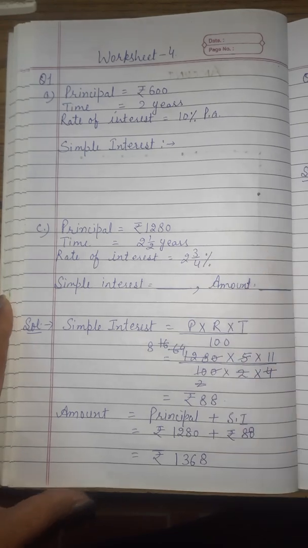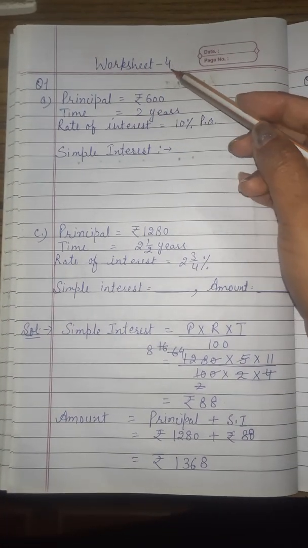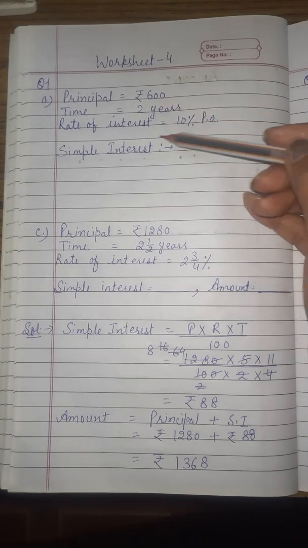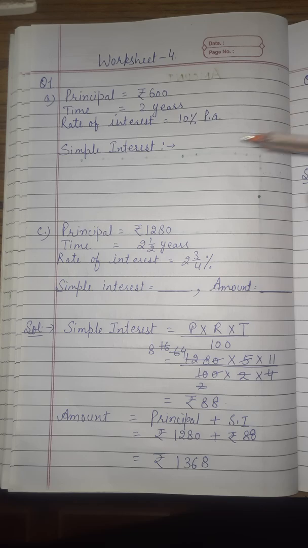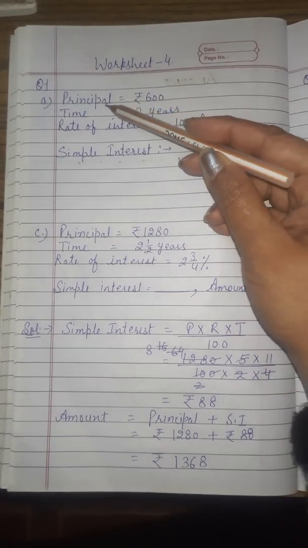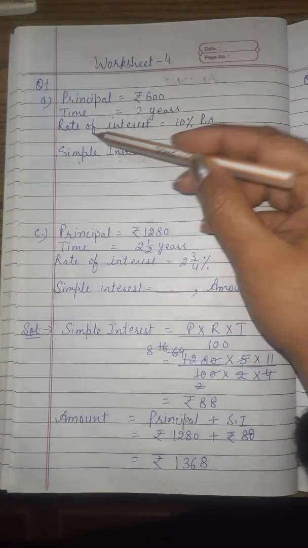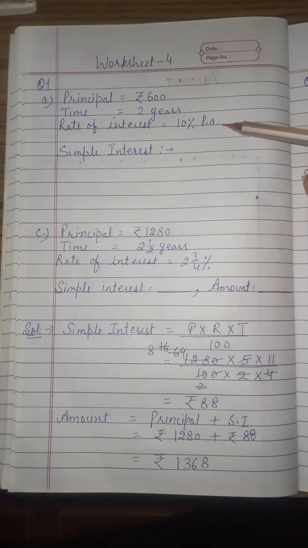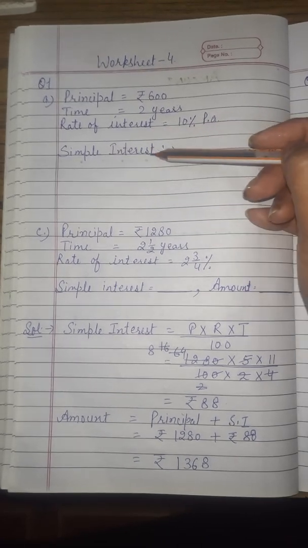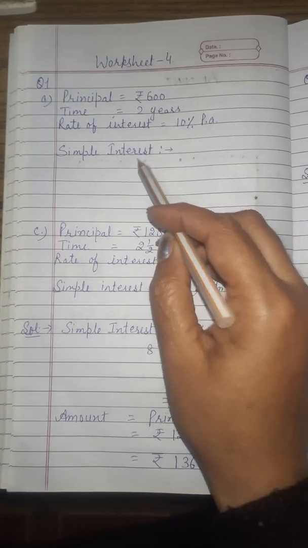Now the worksheet. Worksheet 4 is based on the concept of simple interest. So the first question of worksheet 4 is filling the blanks. Here you are given some terms, and you have to calculate the required term. In the first part A, principal is given, that is rupees 600, time is 2 years, and rate of interest is 10% per annum. Per annum means for 1 year. Here simple interest is blank, so you have to find the simple interest.